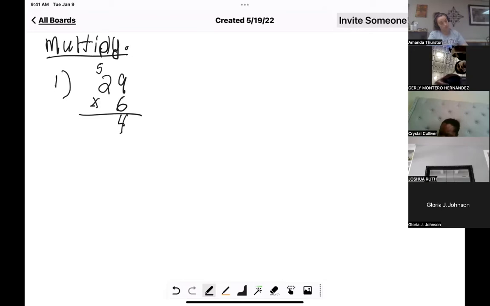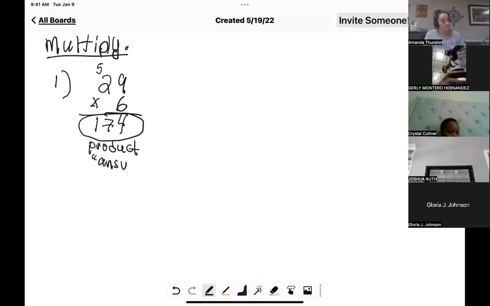And that's how fast you need to know your multiplication facts. 6 times 2 is 12. I add the 5, and that's 17. And my product, which is just what we call the answer, is 174.